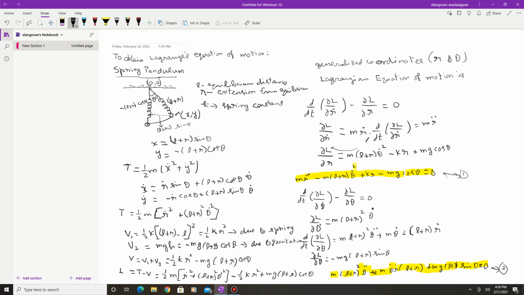You get m into (L plus R) whole square theta double dot plus 2m theta dot r dot (L plus R) plus mg into (L plus R) sin theta is equal to 0. So you have 2 expressions, equation 1 and 2. Equation 1 is one of the Lagrange's equations of motion, and this is another equation of motion. So there are 2 equations of motion corresponding to these 2 independent coordinates r and theta.